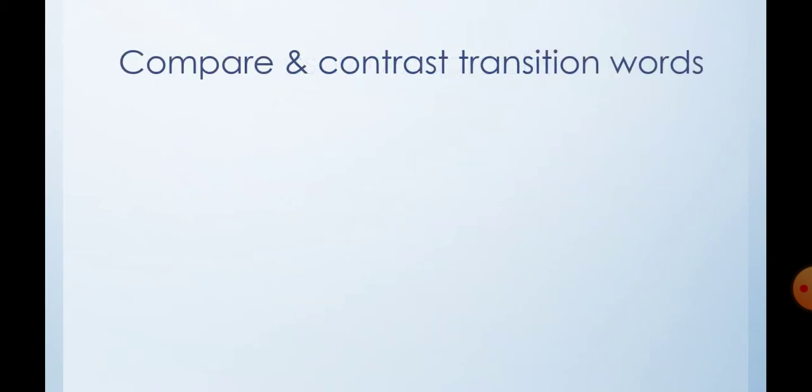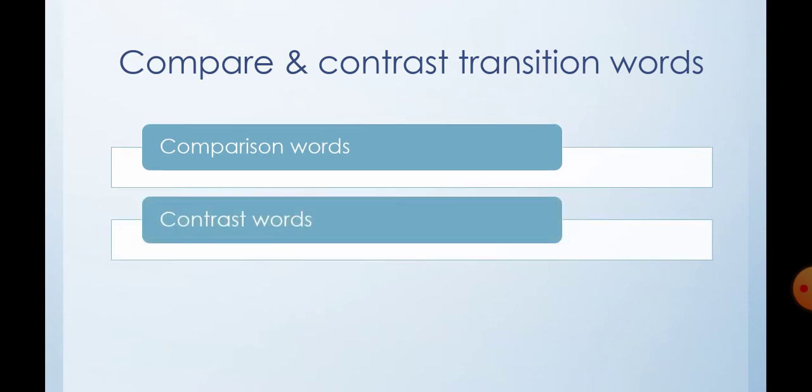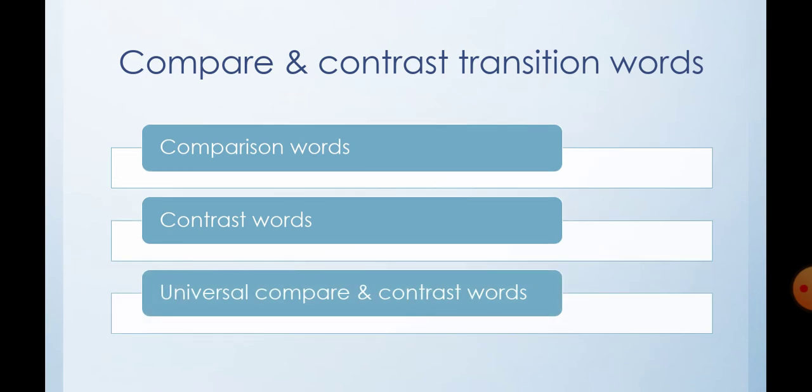Now let's discuss a little bit about compare and contrast transition words. As the name clearly implies, they are transition words that establish comparison and contrast between one thing and another. The overall effect that comparing expressions and contrast expressions produce is that they make your essays flow much better. I have divided them into 3 different types. The first is comparison words, the second is contrast words, and the third is universal compare and contrast words.